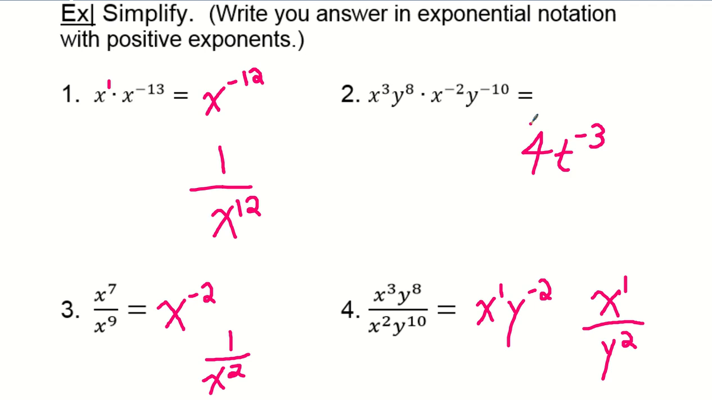Now, another mini sidebar: if we had parentheses around the 4t, and now it was 4t to the negative 3 power, that'd be a different story. But as it's written here, you would leave the 4 in the numerator and only drop down the t and make that 3 positive. You know what I mean?